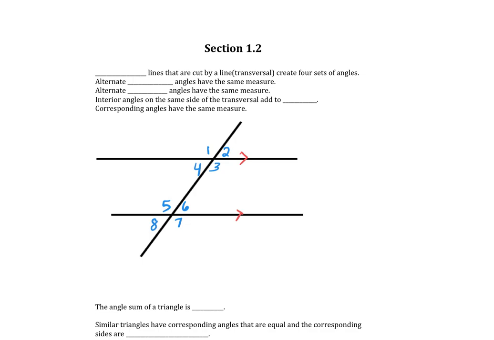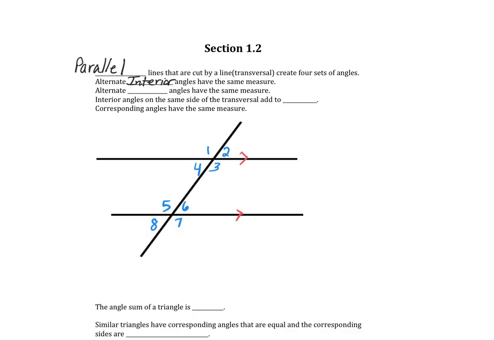So we've got parallel lines cut by a transversal. They create 4 sets of angles. The first set is called alternate interior. Let's do that one first.